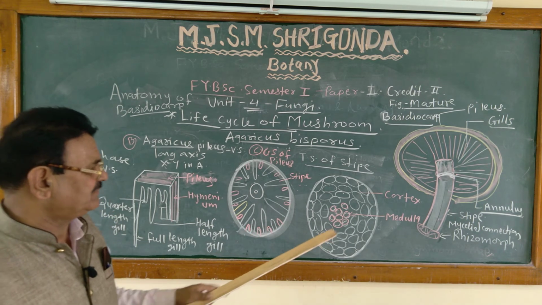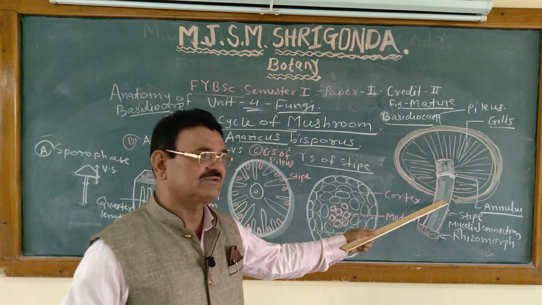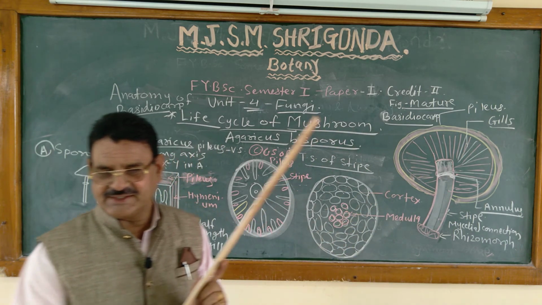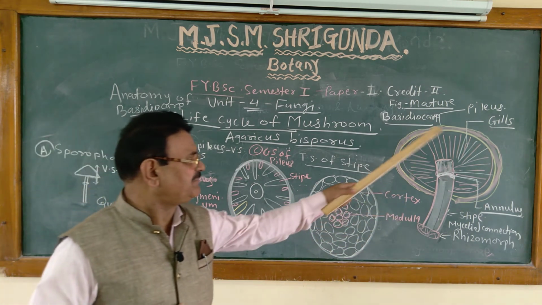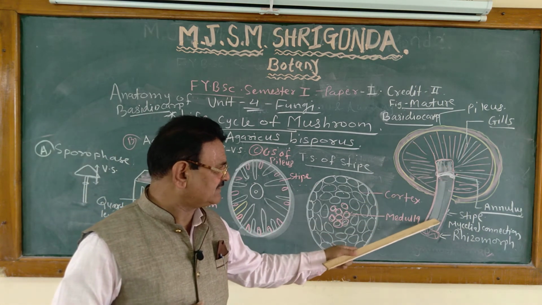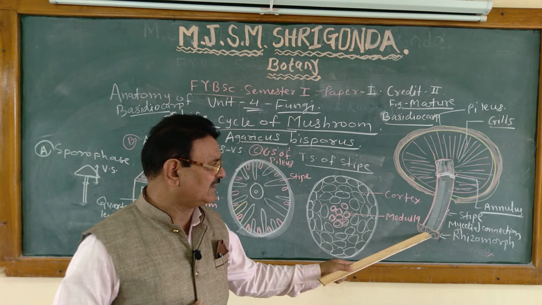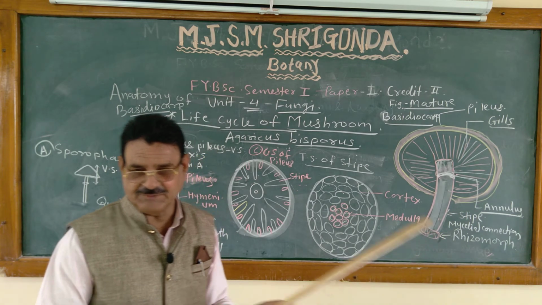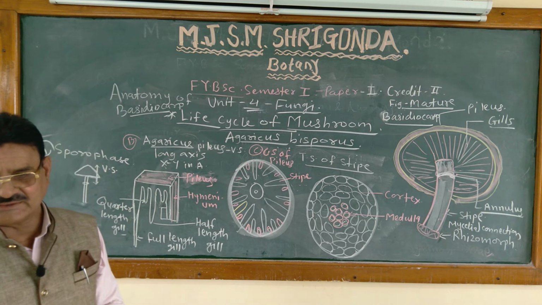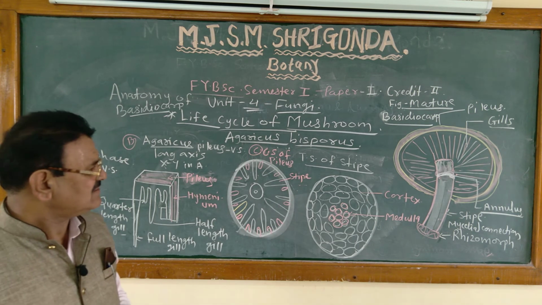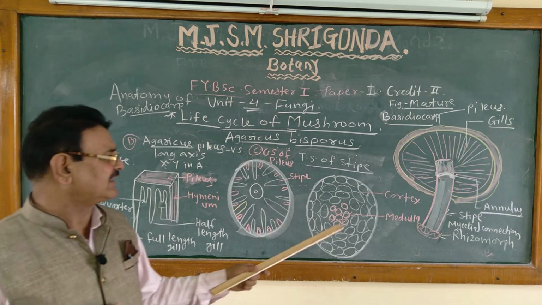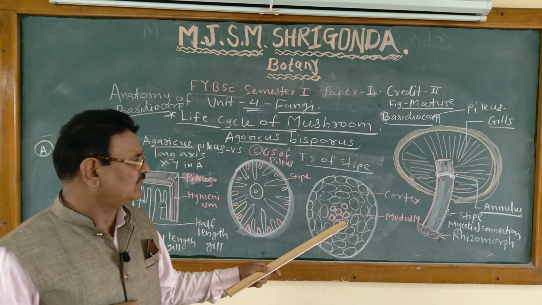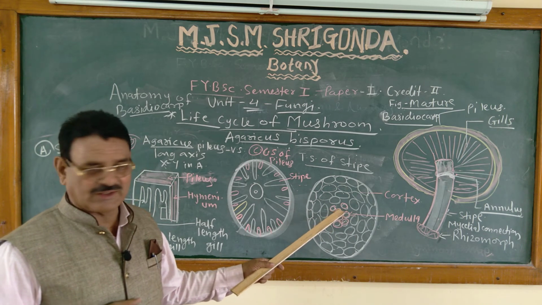Then structure of stipe. This is the long elongated structure of stipe, 5 to 9 cm in length. It is fleshy. It is the basal part of the basidiocarp. At the base it shows rhizomorph or hyphal cord or mycelial cord of the stipe. The stipe shows a loosely arranged cortex, and at the center it shows medulla. Cells of the cortex are round. Cells of the medulla are small but round.